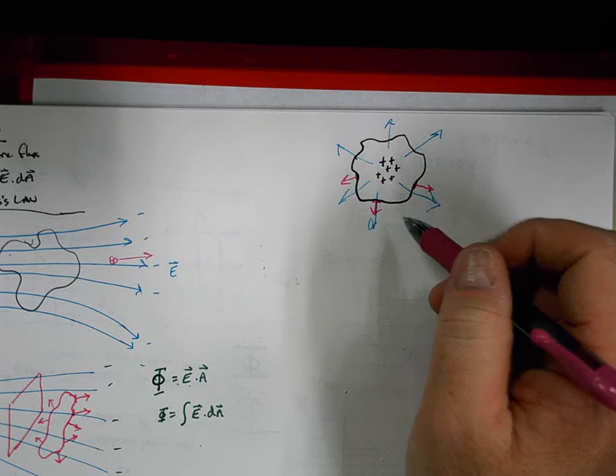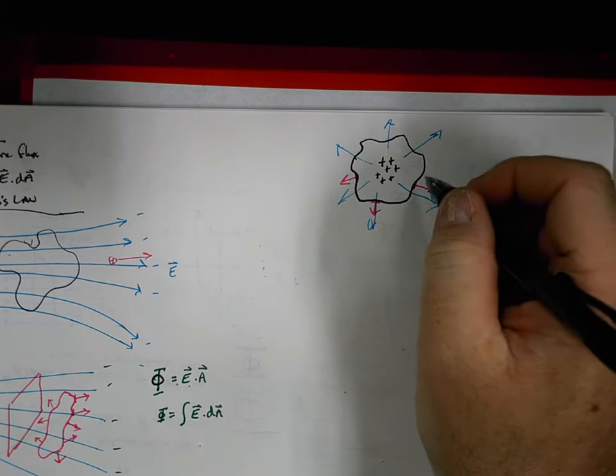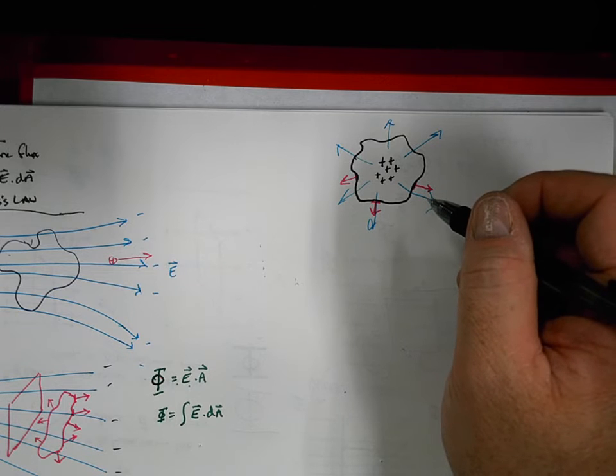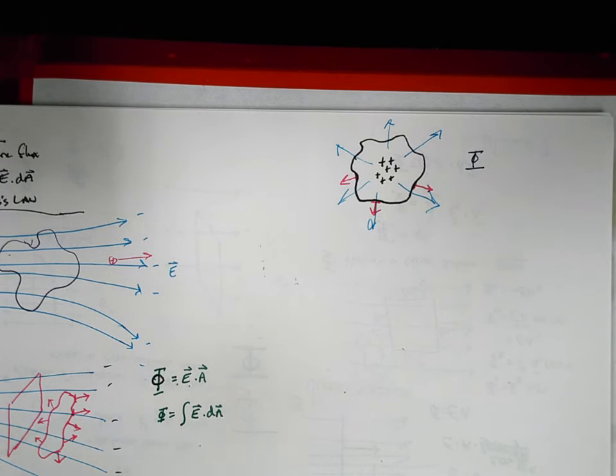Well, because we have this flux, and flux is just the total number of lines, right? Yeah? Flux is just the total number of lines. Okay, it wouldn't matter.